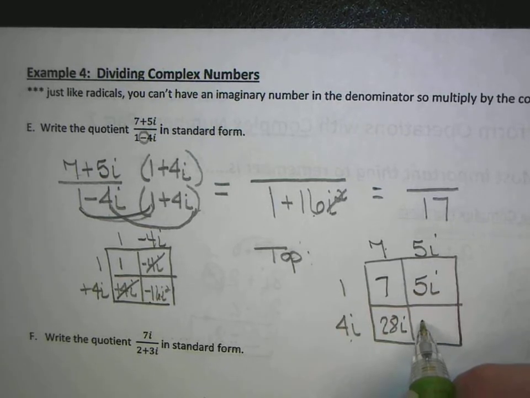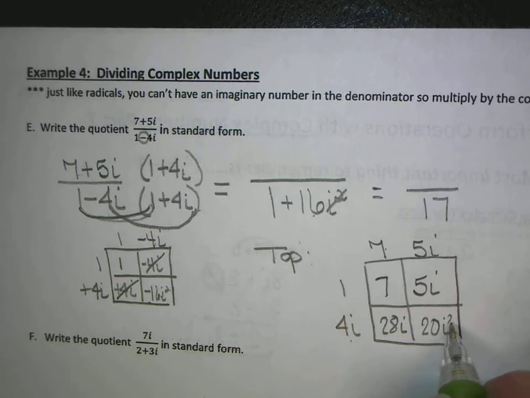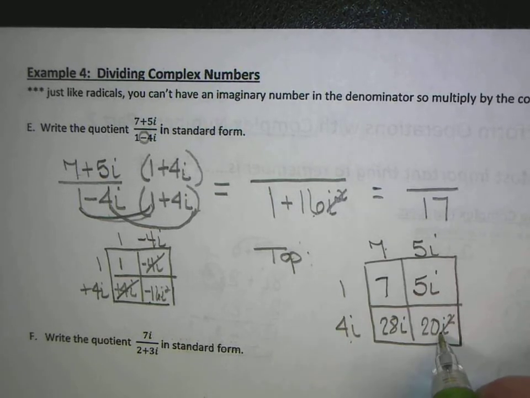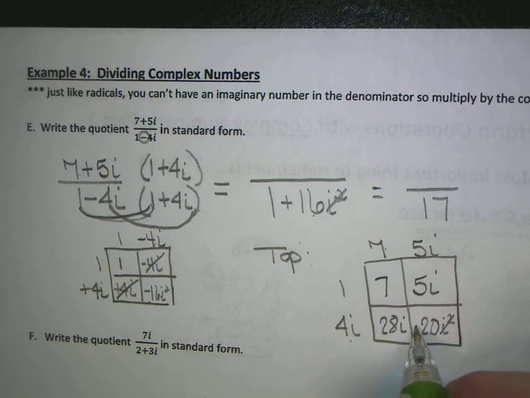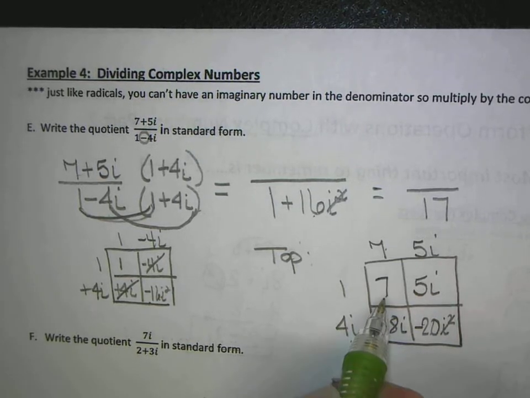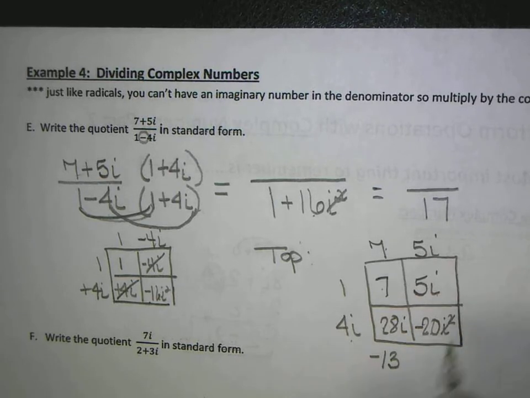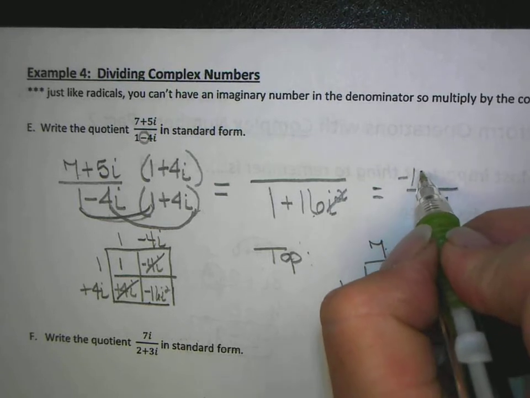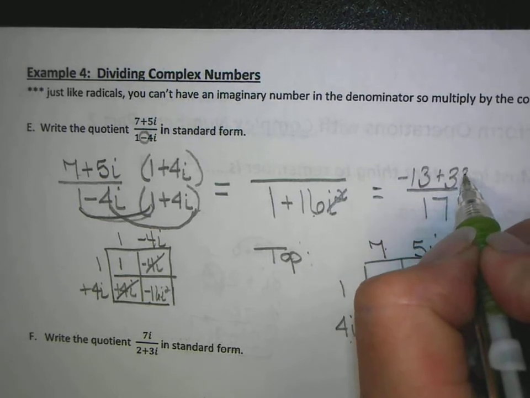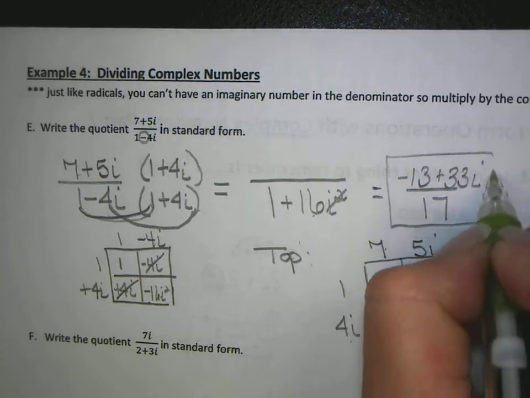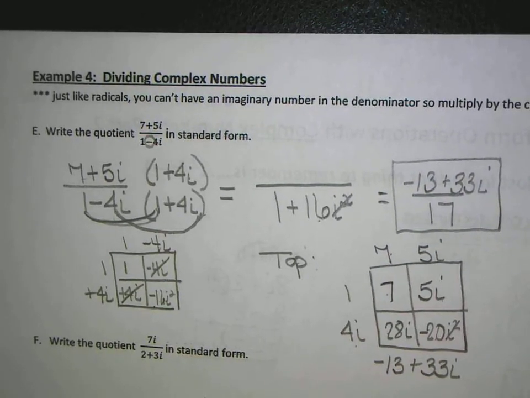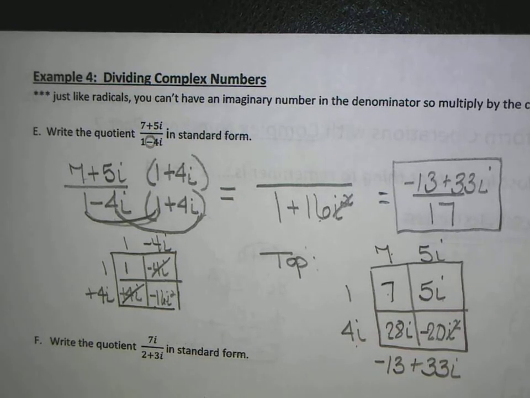5i times 4i is 20i squared. It's positive 20i squared. This turns to a -1. Multiply that times 20, so it turns into a negative. Now check your diagonals. 7 minus 20 gives you -13. That's your real part. 28i plus 5i is positive 33i. So the top of this is -13 plus 33i. There you go. Okay. That one's the more tricky one. It's not hard, it's just a little more challenging because you have a conjugate.